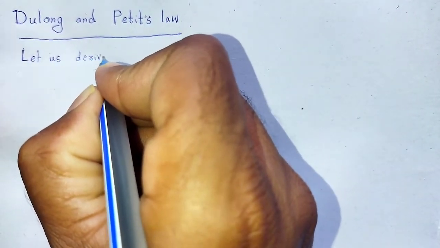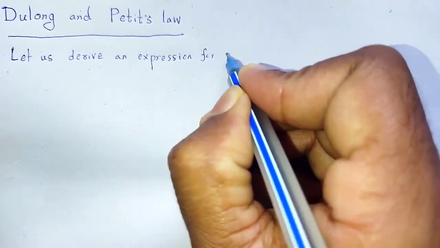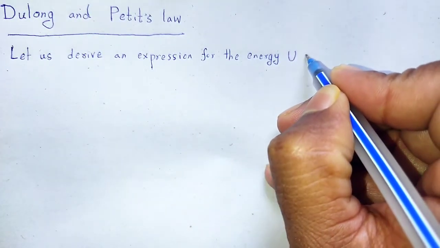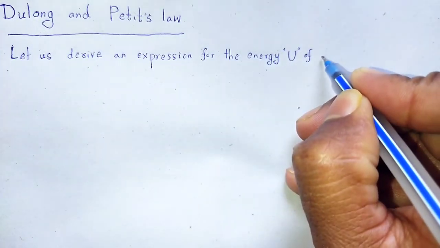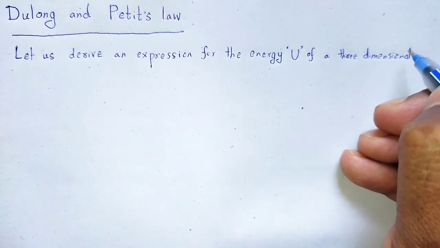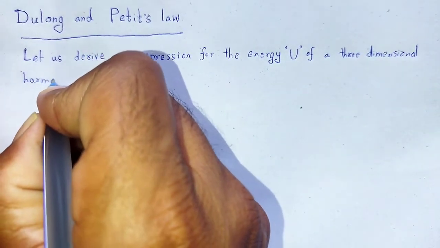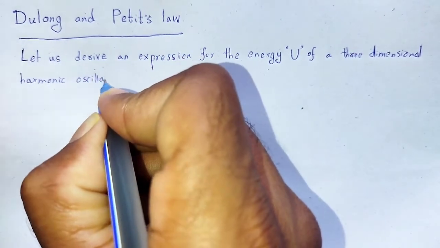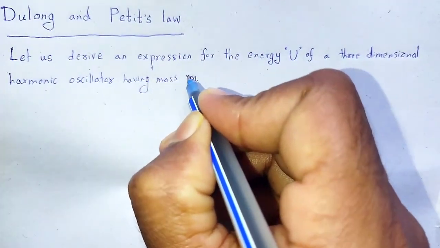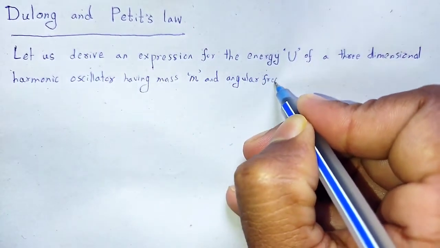So, let us derive an expression for the energy U of a three-dimensional linear harmonic oscillator, three-dimensional harmonic oscillator, having mass small m and angular frequency, let us say omega.